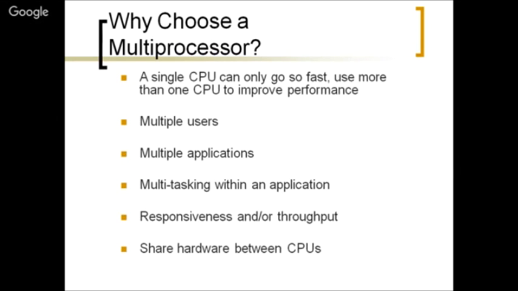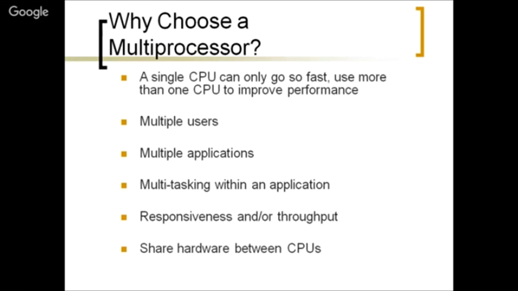Fine. So now why do we choose multiprocessors? As I said, we have more than one CPU in the multiprocessor to improve our performance. Even one CPU can be meant for one user, and every user can do an independent task. That's why it will support multiple users also. We have multiple applications, obviously, so each CPU can do its own applications, right?